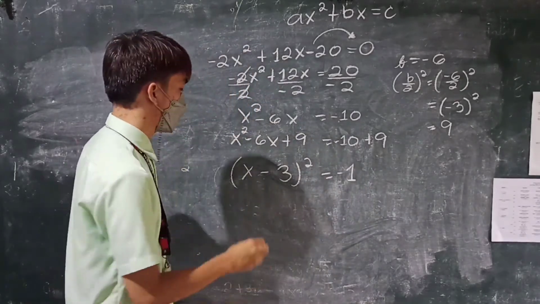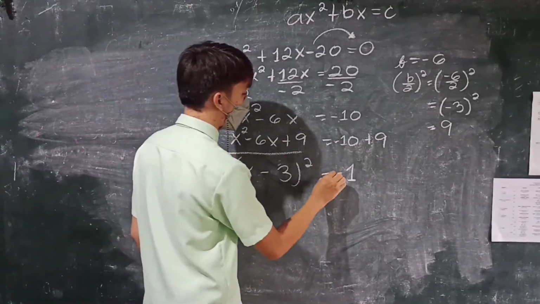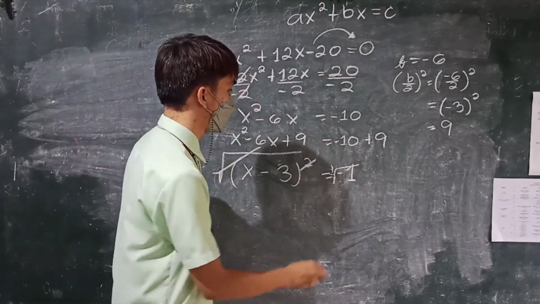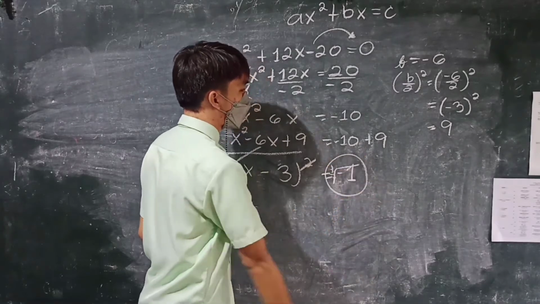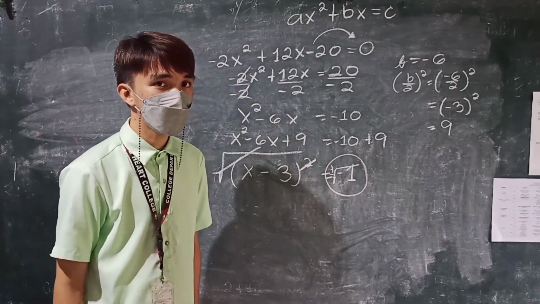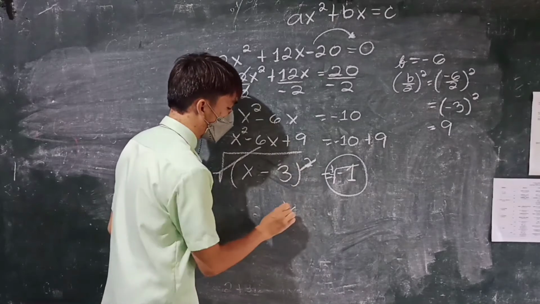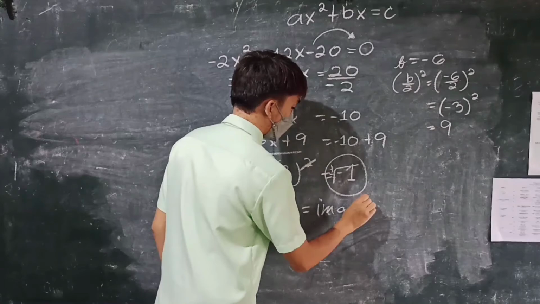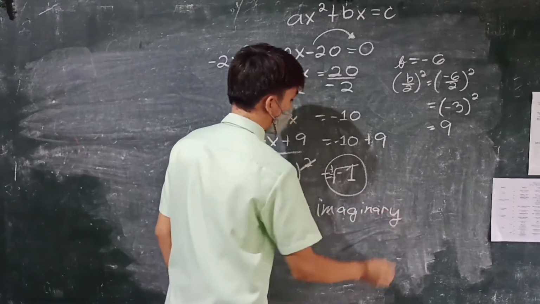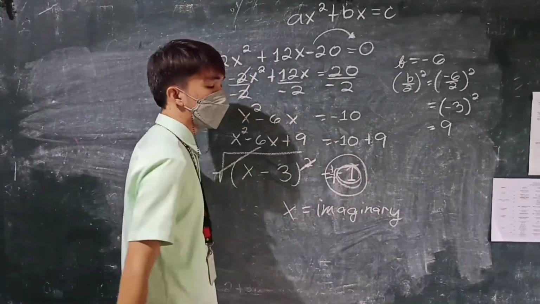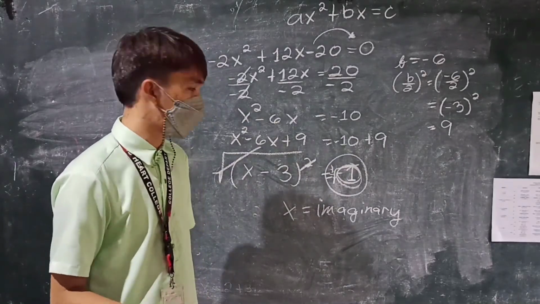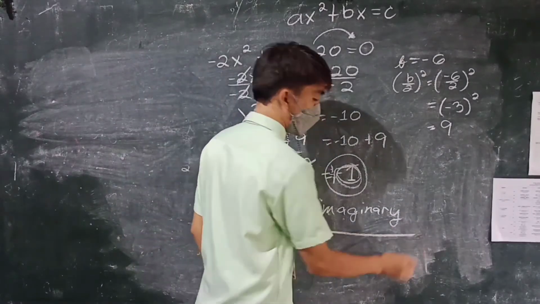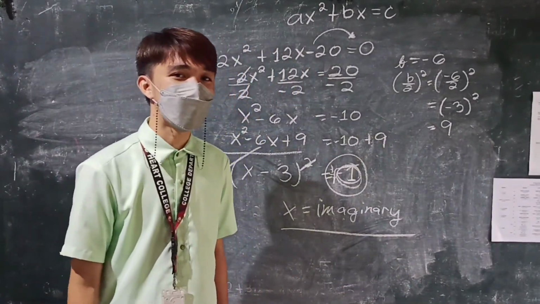Next, we are going to apply the square root property. Since the term located here on the right side of the equation is negative, which means that x, or the roots, are imaginary. So no need for you to continue the solution. When the right side is negative, it's imaginary. Automatically, the roots, or the value of x, is imaginary. Always remember that, class. Got it?